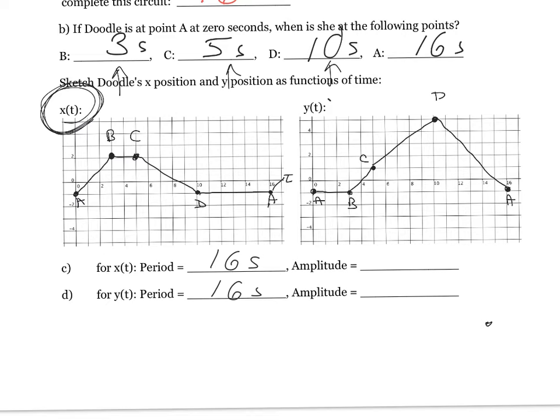And amplitude. What's the amplitude of the x of t function? Well, we want to look at the distance from the minimum to the maximum, which is 3, and then divided by 2. So we have 1.5. And then for the y of t function, we've got a distance here of 6, and divide that by 2, which gives us an amplitude of 3.